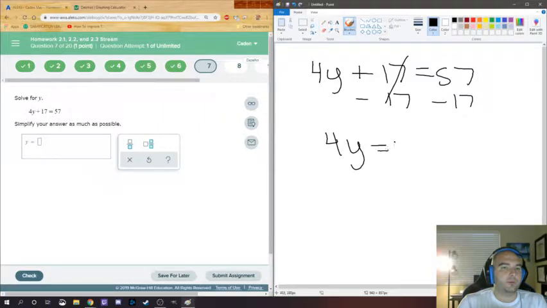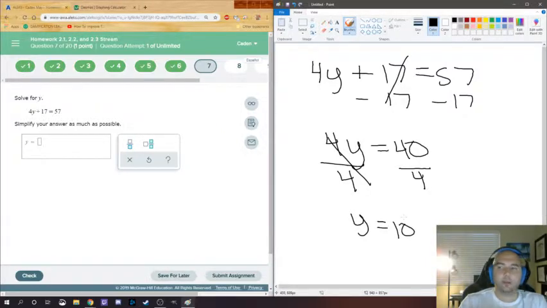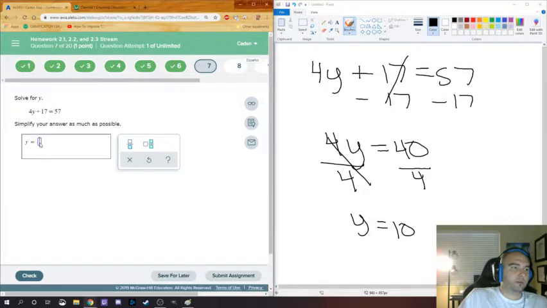4y equals 40. Then you divide by 4. So hopefully you're getting the gist of that. You're trying to add or subtract what you can, and then whatever's left you'll need to divide or multiply most likely. I mean, sometimes you don't. Like, mine says 4y, so I ended up dividing by 4, but if it was just y plus 17, I guess that'd be one step.